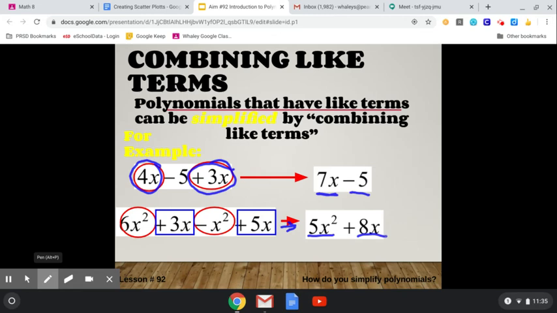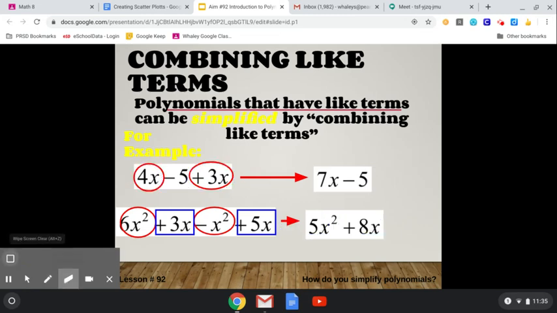Those terms are not considered to be alike because they do not have the same exponent. Now, we do typically write them with the highest exponent down to the lowest exponent. In this case, the exponent here is 1. I know it appears like there isn't anything, but there's an exponent of 1. So that's typically the order we write that in.